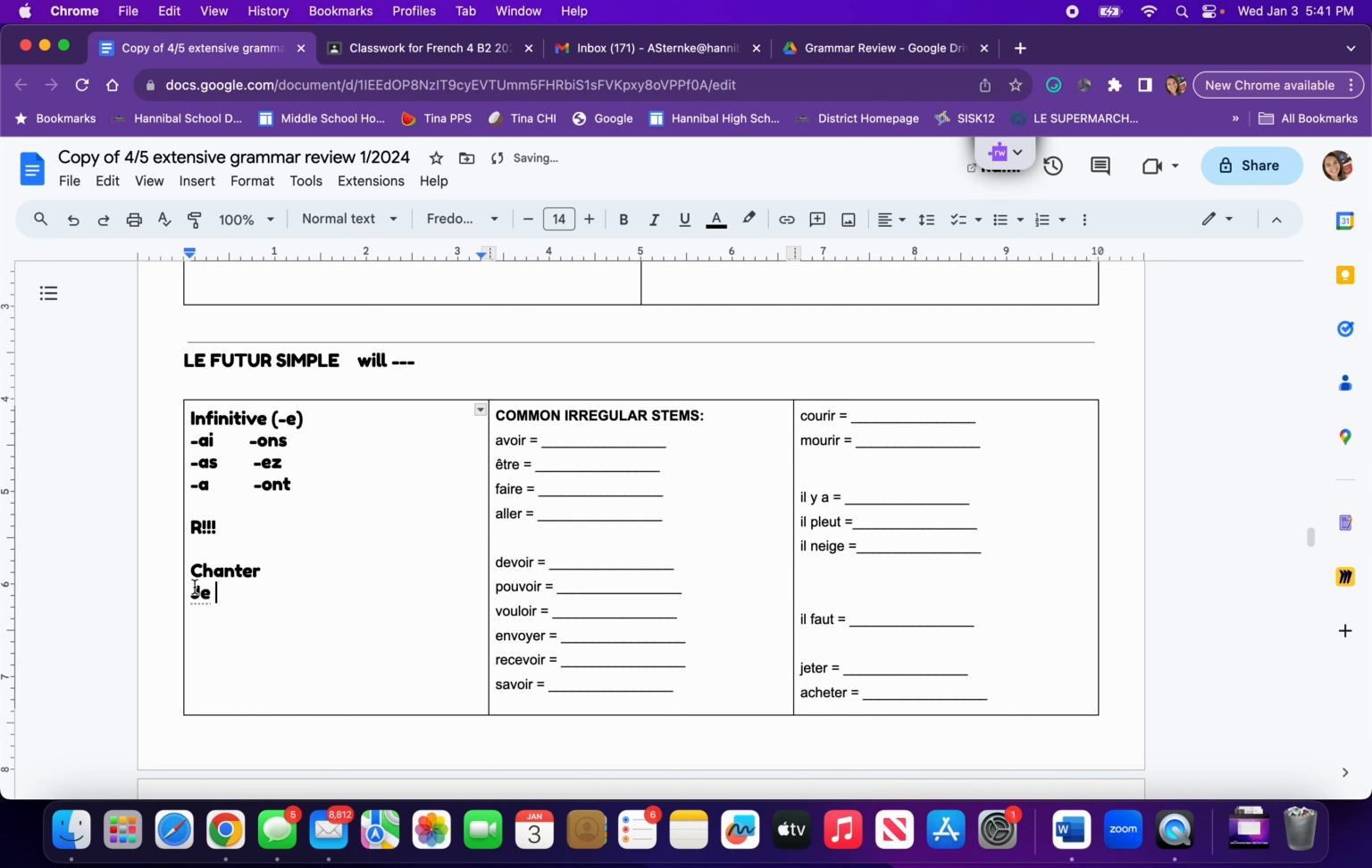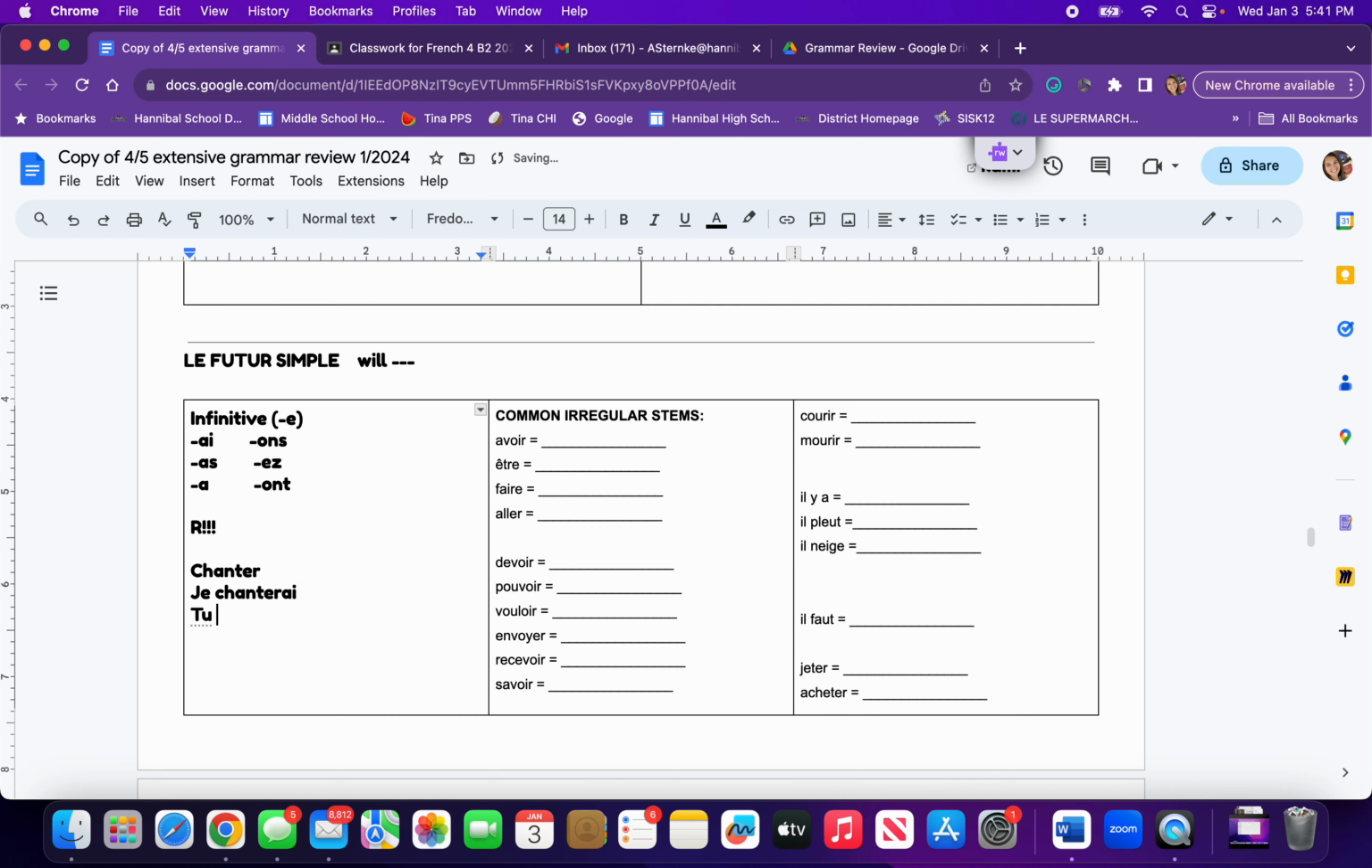So I'm going to use the infinitive. I'm going to use chanter. And then I'm going to double check. Yep, there's an R there, so we're good. And then I'm going to add on this avoir ending. So je chanterai is I will sing.